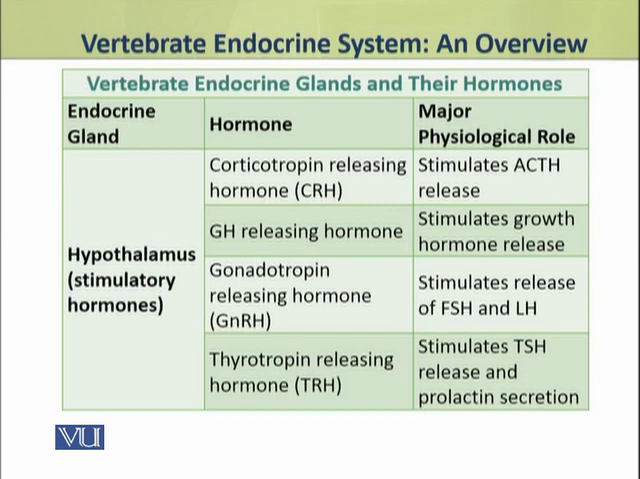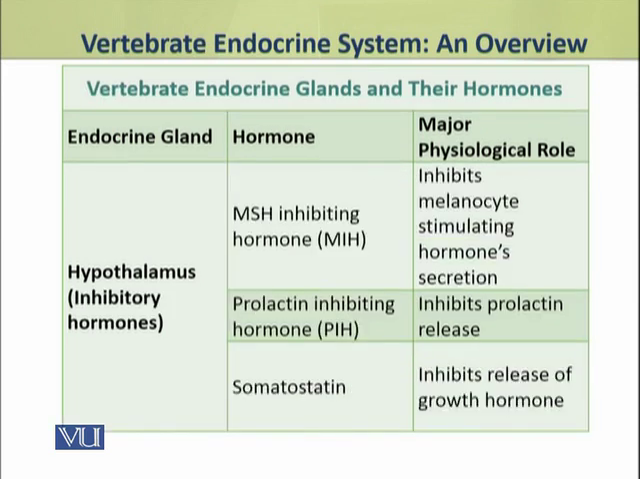These stimulatory hypothalamic hormones include the corticotropin releasing hormone (CRH), growth hormone releasing hormone, gonadotropin releasing hormone (GnRH), and thyrotropin releasing hormone (TRH). These hormones affect the anterior pituitary gland to produce the respective hormones.